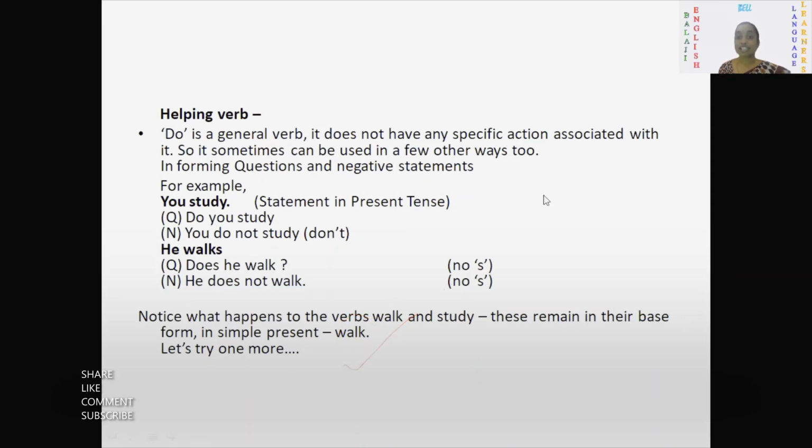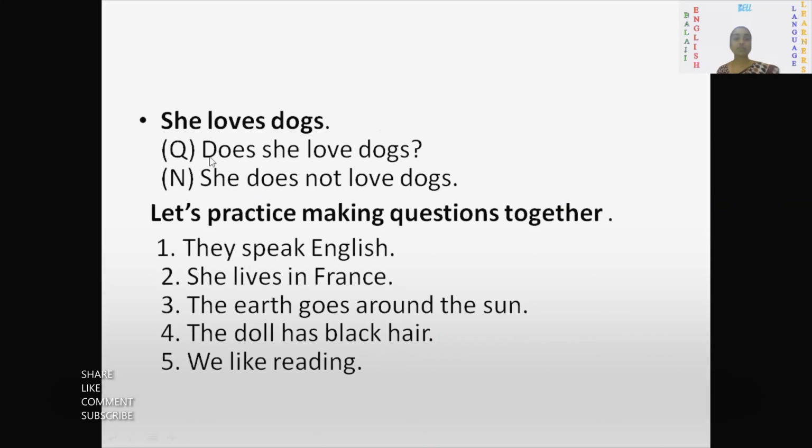Okay. Now, let's try some more examples. Suppose I say she loves dogs. Does she love dogs? She does not love dogs. Let's practice making questions together now. I'll be telling you, you have to comment it down. They speak English. Whether you have tried, do they speak English or does they speak English? Think. It is a correct form. She lives in France. The earth goes round the sun. The doll has black hair. We like reading. Now I'm giving you 10 seconds time. Just try to answer at least 2 out of these.